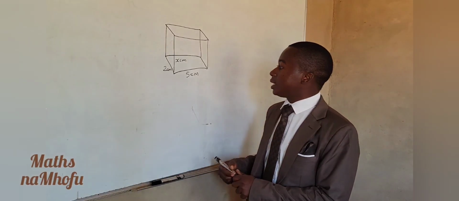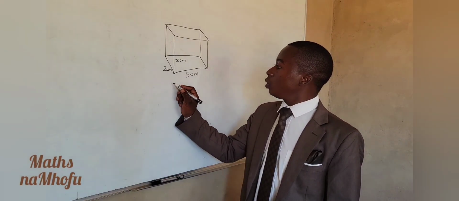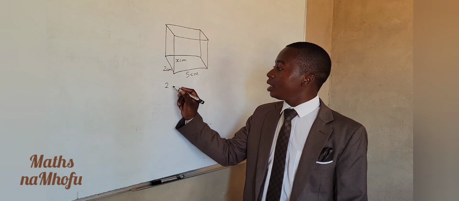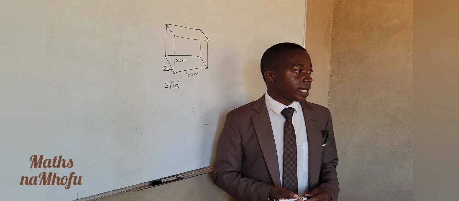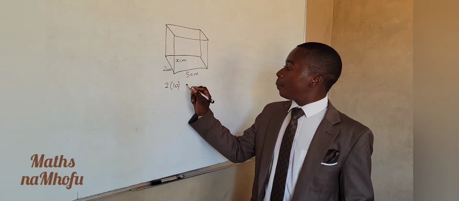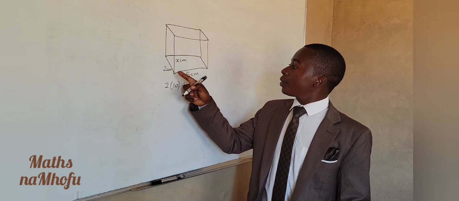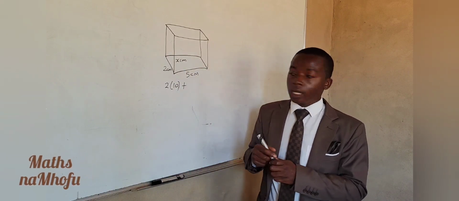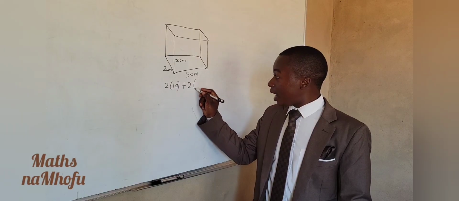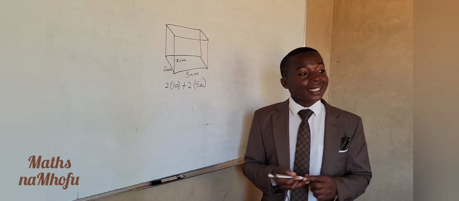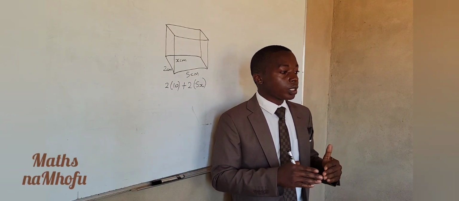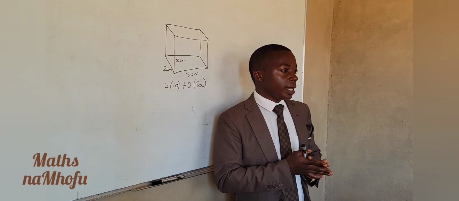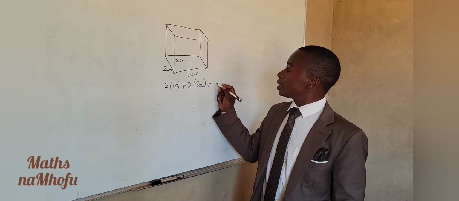So let's formulate now. 5 times 2, that is 10, right? Yes. This is the down part. 5 times 2, that is 10. So that is 10, we say times 2. You understand? Then plus 5 times x, which is this front part. That's 5x. That 5x times what? 2. You know we are saying times 2. Why? Because we have two sides having the same area. Is that clear? Yeah. Plus.